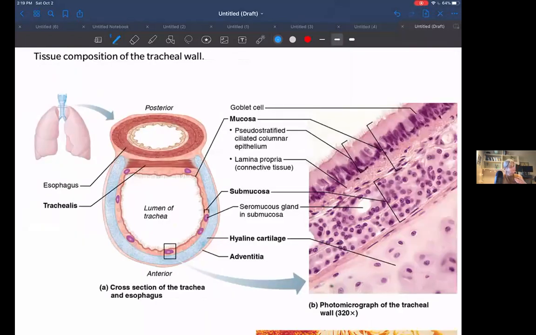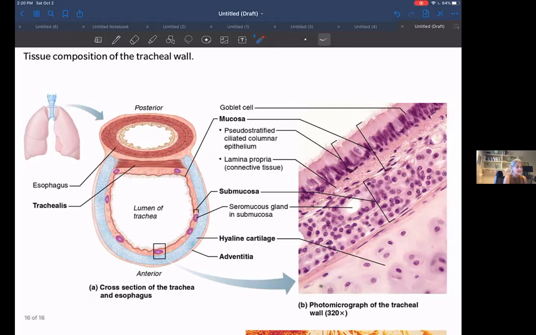Okay. So this is actually a cross section through the trachea and through the esophagus. So the esophagus is right here. It is behind, or posterior to, the trachea, which is right here. Blue, this light blue, that's the tracheal rings. That's what supports, right? It's hyaline cartilage.